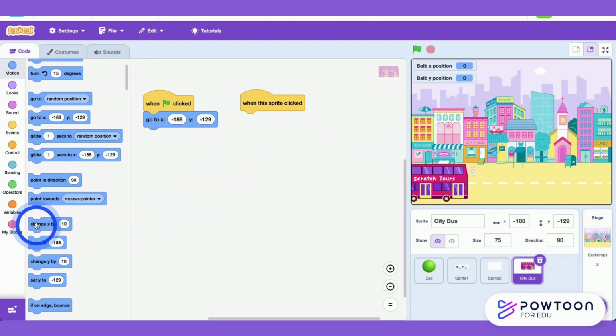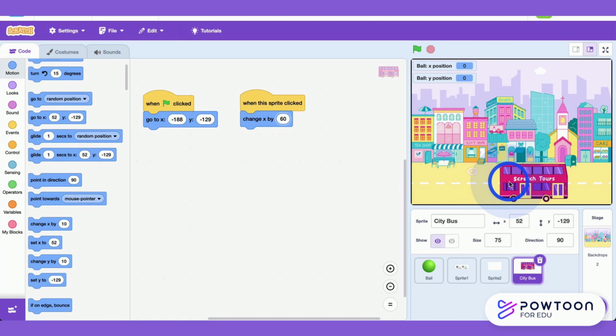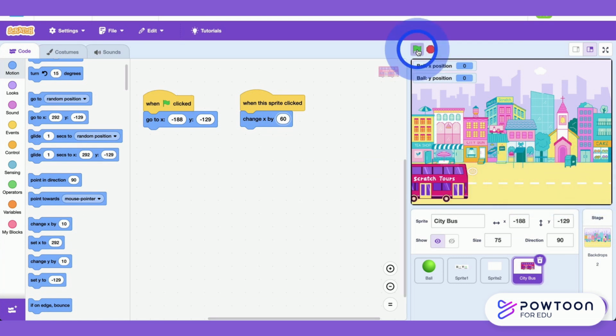So I'm going to grab a change X by 10. And I'm going to switch this to like a 60 because 10 isn't very much. So when I click on this, it moves to the right every time I click on it. And when I get across my screen, I can just hit my green flag and it resets it back to that point that I have figured out because I know my coordinates and I know how to make it move right and left and up and down.